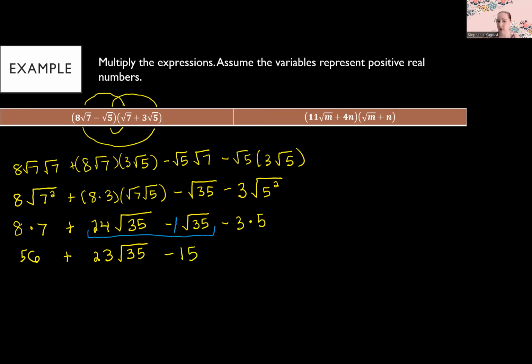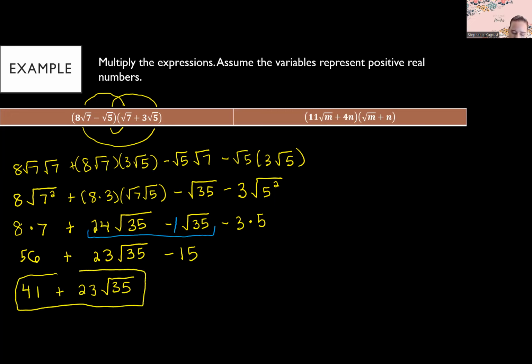So now you keep going. We still have like terms. 56 minus 15 is 41. So we have 41 plus 23 times the square root of 35. And 35, you then say, okay, can I simplify this? Can I divide it by a perfect square? So you try them. 25 doesn't go into that. 16 doesn't go into it. 9 doesn't divide into it. And 4 does not divide into it. So you can't simplify that further. So that stays. And this is your final answer.